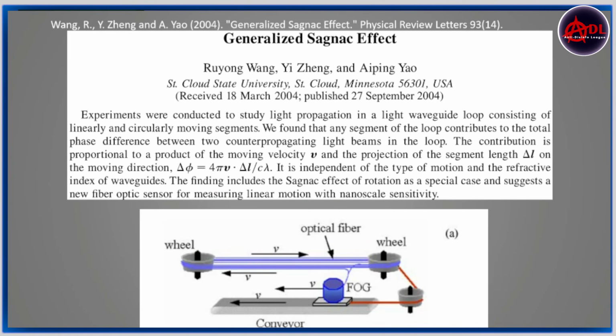Okay, and then in 2004 we have the generalized Sagnac effect by Ruyang Wang, where this gentleman took a fiber optic cable and made a conveyor belt situation out of it here. And what they expected to find was that the bits that are rotating would be the bits that would contribute to the rotation. Or I'm sorry, that the rotation that's going on right here on this part of the conveyor belt is what would contribute to the fringe shift pattern. But what they found is that this linear motion also contributes to it.